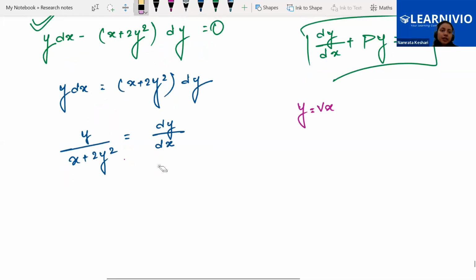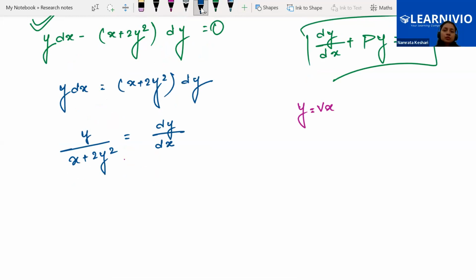First, let me check whether I have written the question correctly, whether 2y square is there or not, then only we can think about it. Yeah, it is 2y square. Okay, so now we have to think about the trick which we can apply over here.